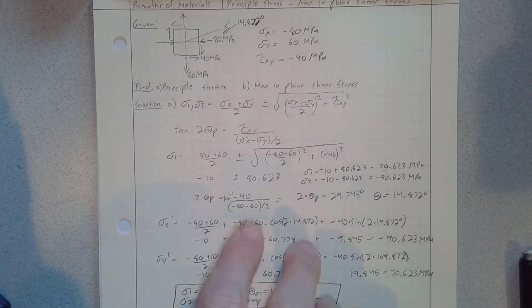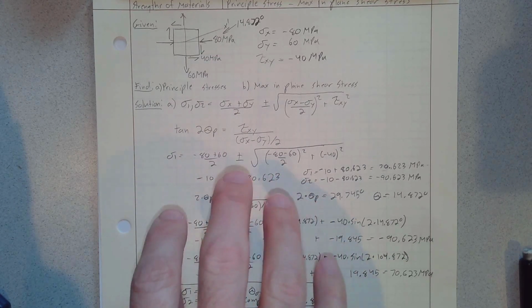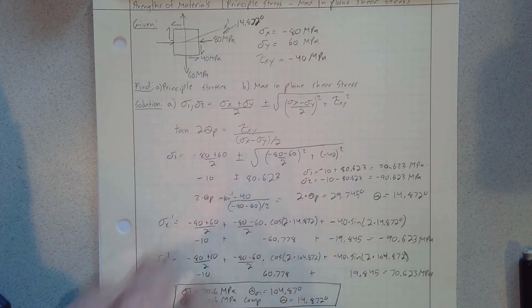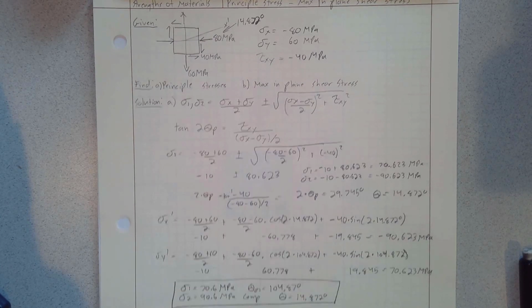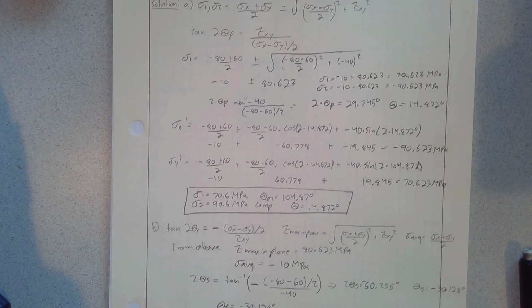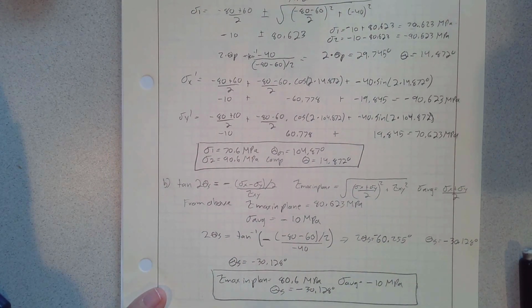We also talked about how at an orientation located 45 degrees of rotation away from our principal stresses, we have our location of max in-plane shear stress. And when we have max in-plane shear stress, we're going to have the average normal stress at that location. So we used these equations down here to find max shear stress in plane, and then the average normal stress at that.